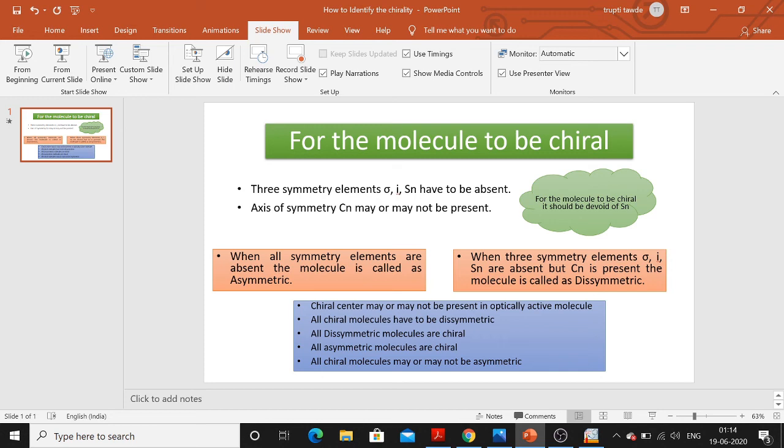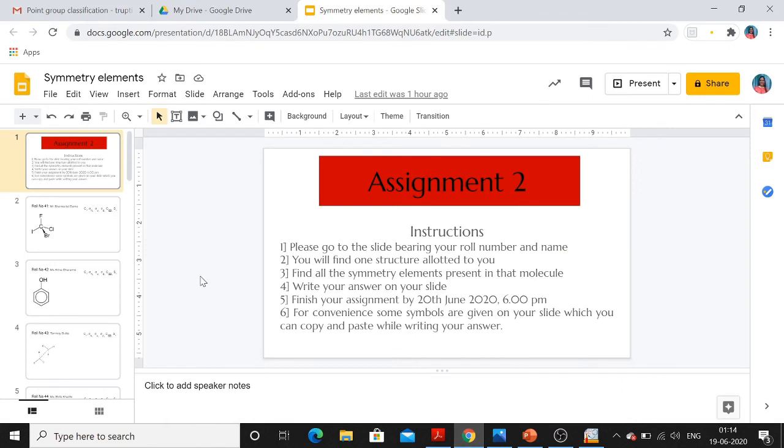Now after this, you will be solving one assignment. For assignment purposes, I'll be providing you a link to this Google Slide. Once you click on this link, you will see on the first slide some instructions given. You will first go to the slide which has your roll number and name. On the respective slide, you will find a structure. Find out all the symmetry elements present in that molecule and write your answers. I've given you the deadlines for this. Just follow these deadlines and complete your assignment.